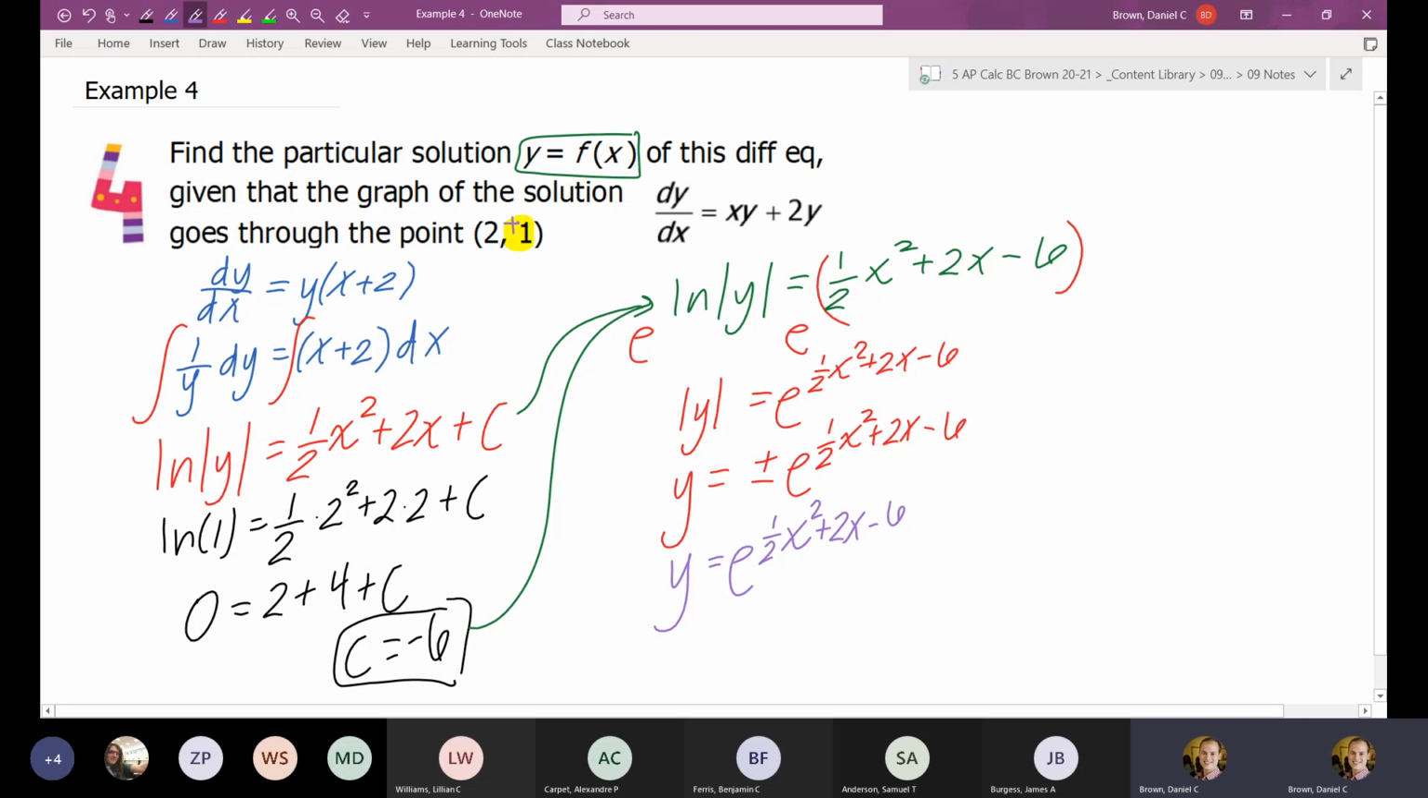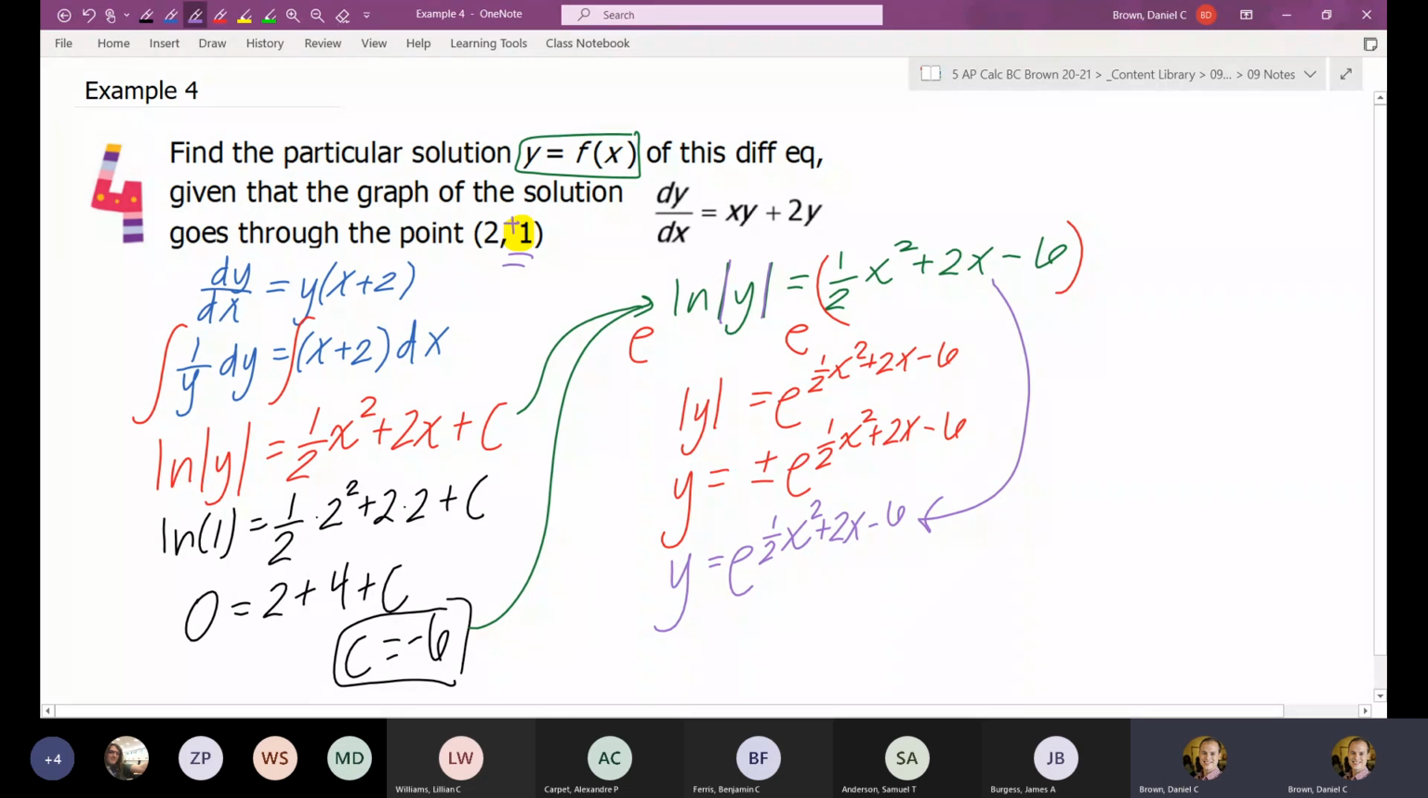For this one, it would be fine if you just jumped straight to that last line I have and noticed that it was going to be the positive one anyways. Because you could also argue that you could drop your absolute value sign at the beginning since your y value is positive already. Yes, sir?